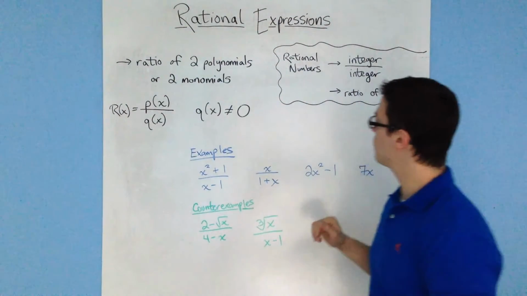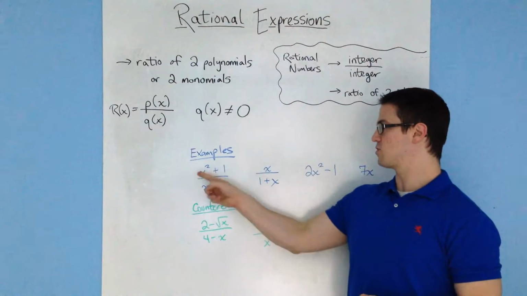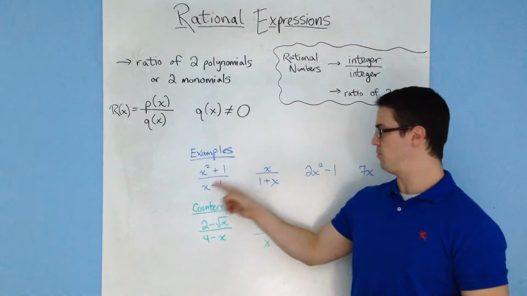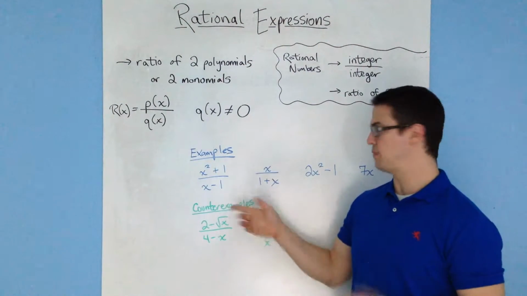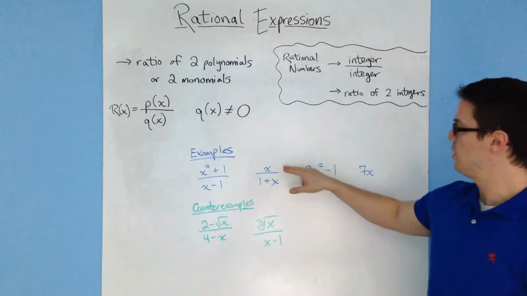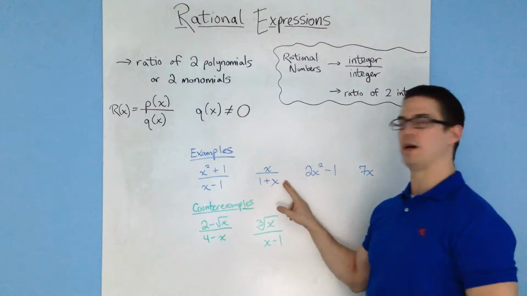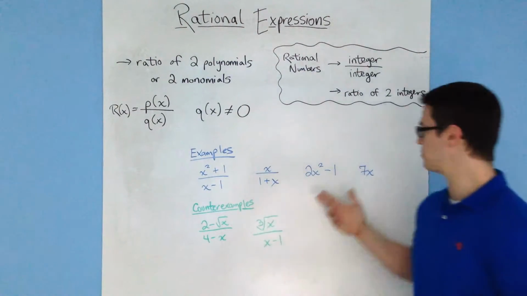Okay, some examples of rational expressions here. X squared plus 1, that's a polynomial, over x minus 1, that's a polynomial, so that would be a rational expression. Right here we have a monomial divided by a polynomial. That would be a rational expression.